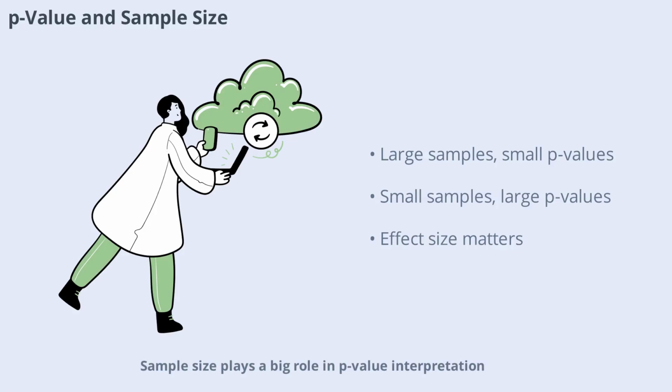Sample size plays a big role in p-value interpretation. With a large enough sample, even tiny differences can produce small p-values, making results statistically significant. Conversely, small samples may fail to detect real effects, resulting in large p-values. This is why it's important to consider both the size of the effect and the sample size when interpreting p-values.